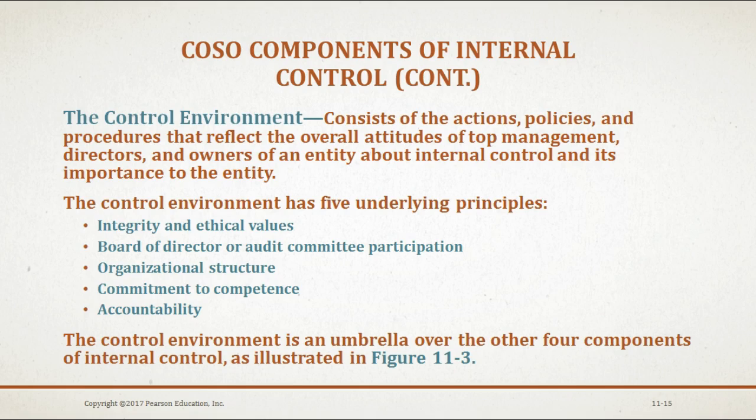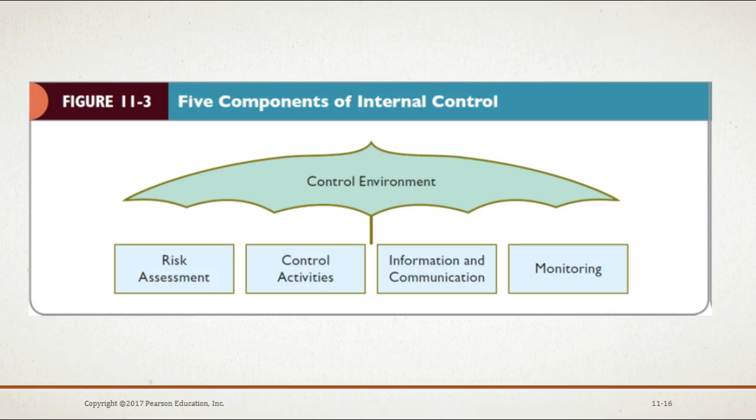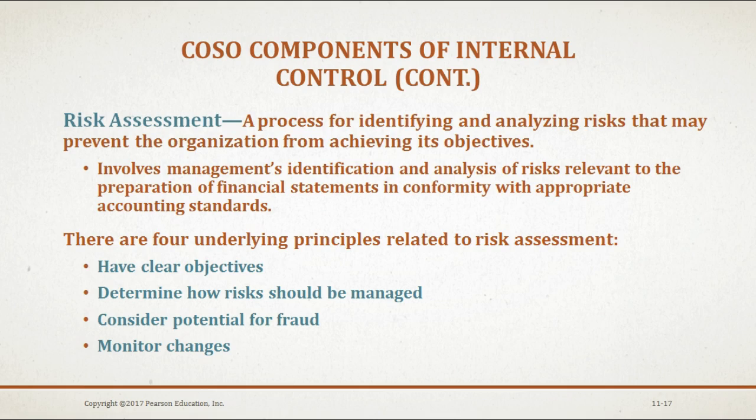The control environment is an umbrella of the other 4 components of internal control, as it will be illustrated in Figure 11-3 on the next slide. As you can observe in this illustration, the control environment is an umbrella over the other 4 components of internal control. You can find Figure 11-3 on page 341 of your textbook.